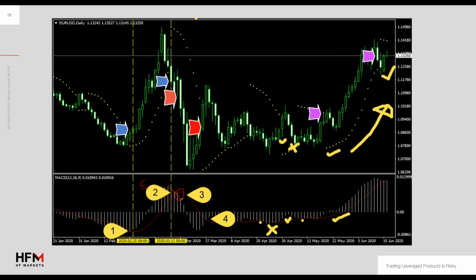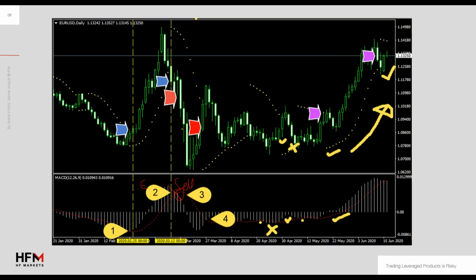So over here we have the cross of the histogram lines below the signal line. That was the very first signal that the market has changed to the downside. That was the very first sell signal. But we need to confirm it, remember? So we need to go up and see the price action and whether the parabolic SAR is below the price or above the price.